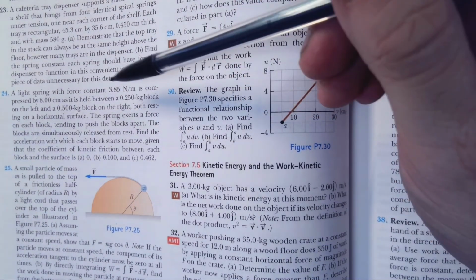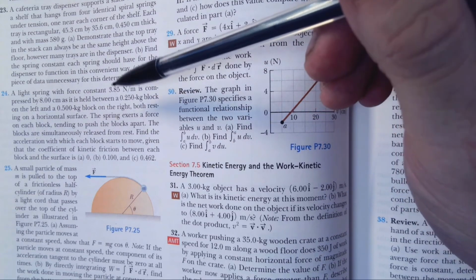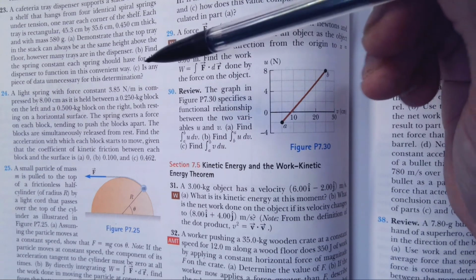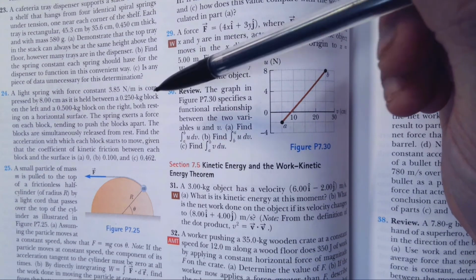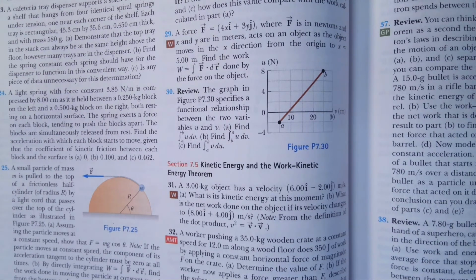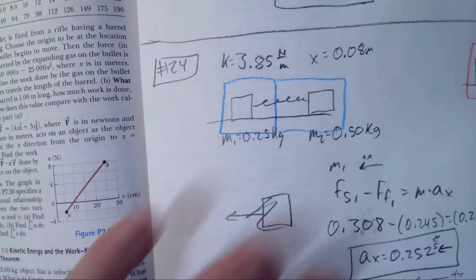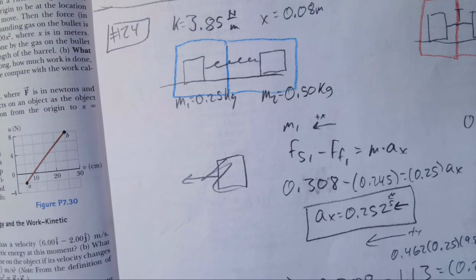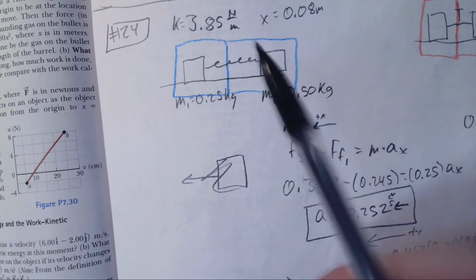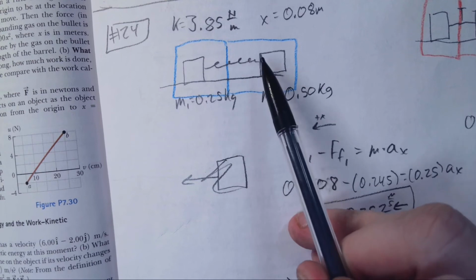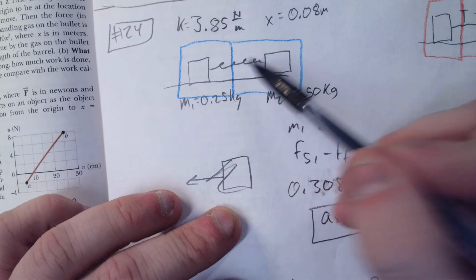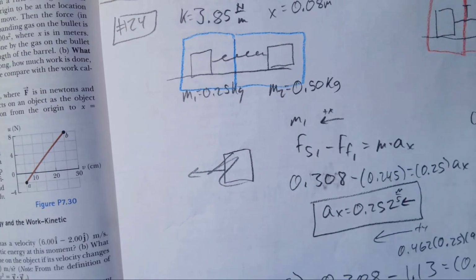It says a light spring with a spring constant of 3.85 newton per meter is compressed 8 centimeters, as it is held between a 0.25 kilogram block on the left and 0.5 kilogram block on the right. When I heard that there were 2 blocks being held to each other, I started thinking of the train and pulley problems that we did in pre-AP physics, and that you guys have done as well. But instead of a rigid string that has tension, we have a spring here that is compressed.